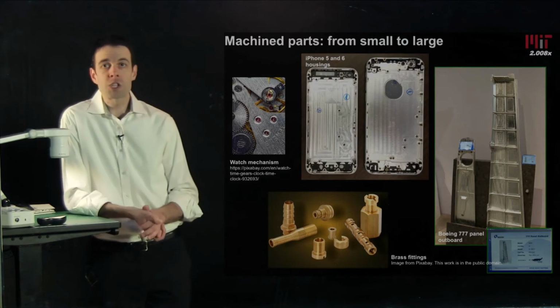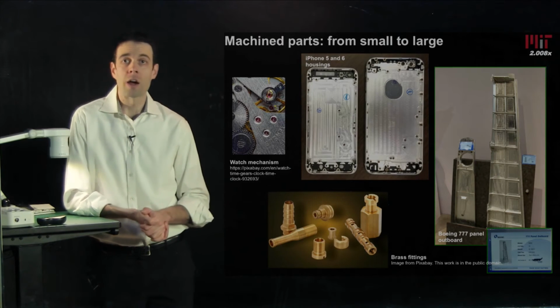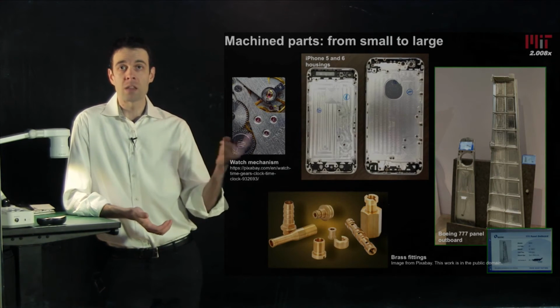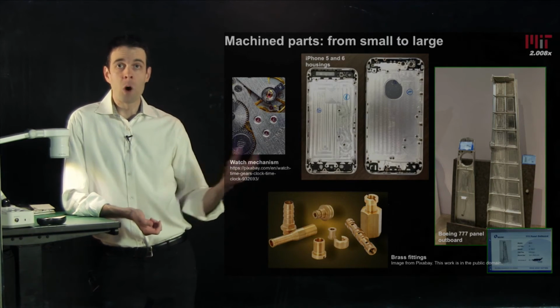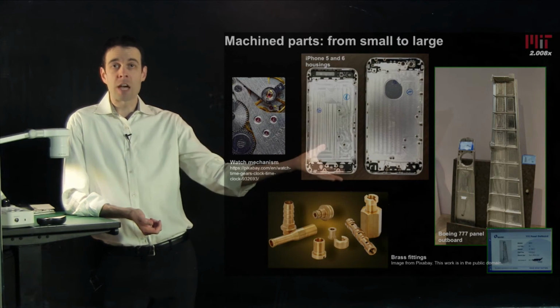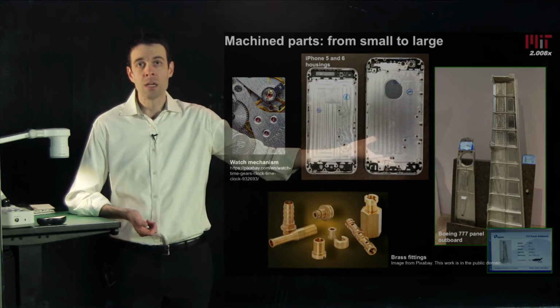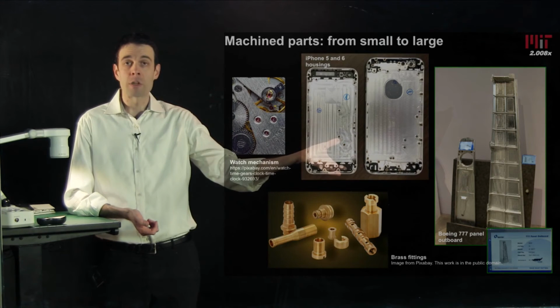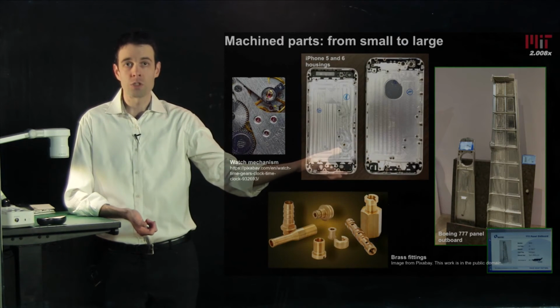So as I said before, machining is used to make a lot of things, and really things from small to large. A lot of machining is used to make the mechanical parts inside mechanical watches. We saw a moment ago the iPhone housing, and here's actually a picture showing both the iPhone 5 and iPhone 6 housings. And there are changes in the geometry and size of the housing, and of course changes in the machining process that was used.